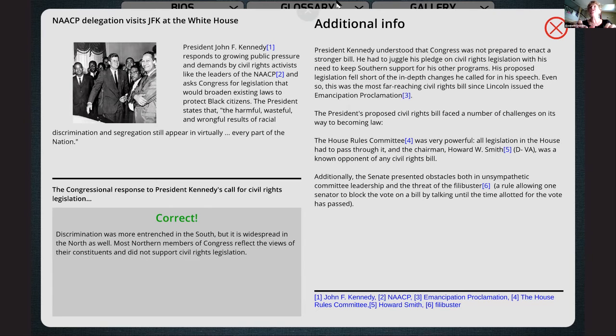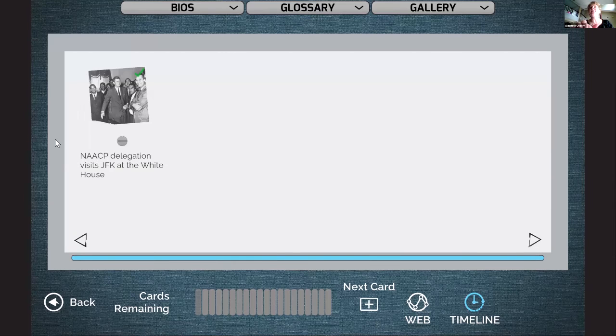So now we have finished this card. I'm going to click it out, and you can see it's now put on a timeline, and we would have a next card. But thinking of the idea of differentiated learning, and trying to move beyond just one thing, we created this web view as well.